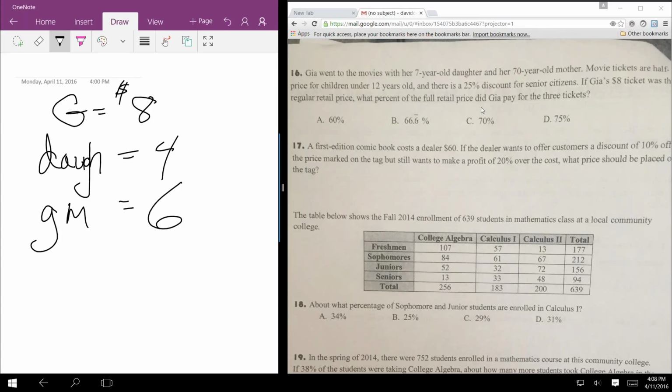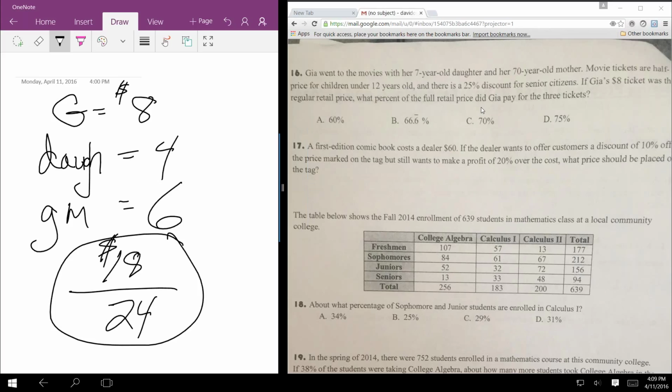Now, let's read the last sentence. What percent of the full retail price did Gia pay for the 3 tickets? Well, she paid a total of $18. And what would the retail price have been for 3 tickets? There were no discounts. $24. What is that percentage right there? 75%. Right, that's 3/4.